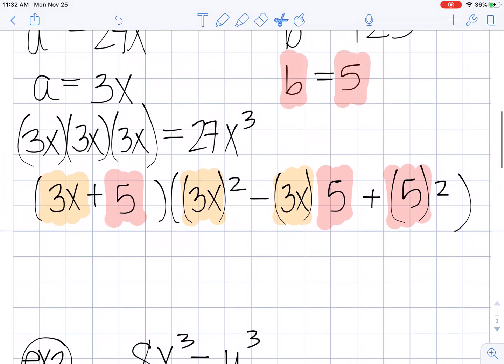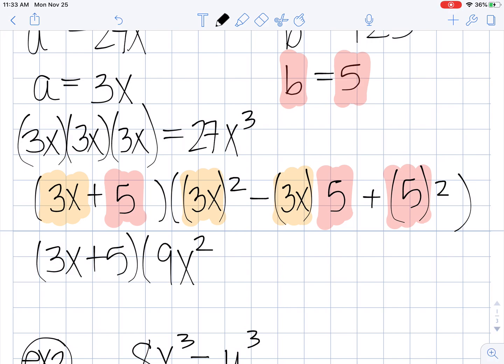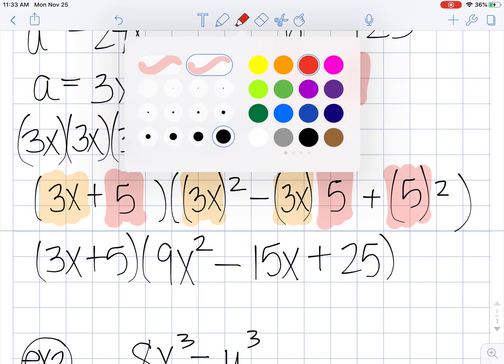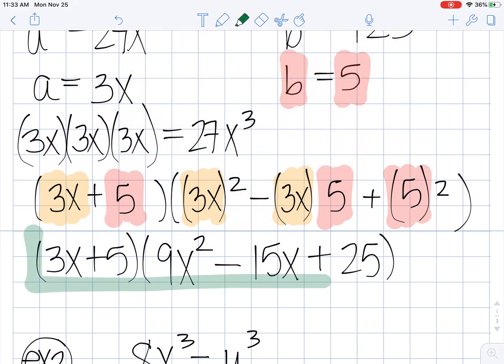Now I just want to multiply out the groups that I have. So 3x plus 5 doesn't change. That stays the same. Now I have to square my group, 3x squared. That means I have to square each part of my terms. So 3 squared is 9, and x squared is x squared. Minus 3x times 5. I multiply my numbers together, and this gives me 15x. Then I square my last term. 5 squared is 25. So this whole thing right here is my final answer.